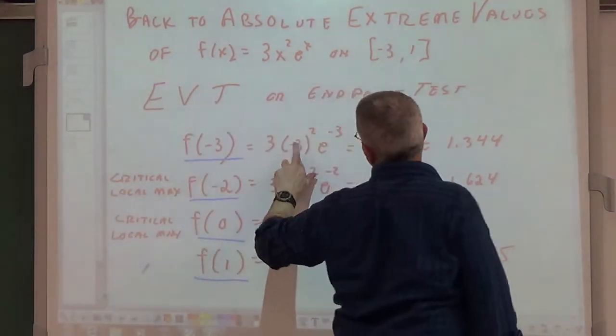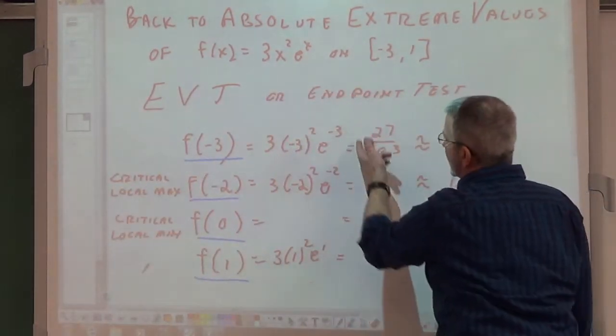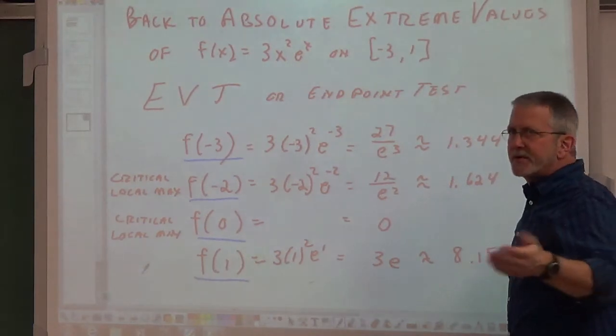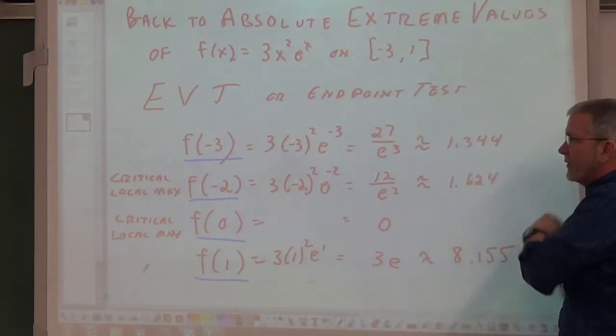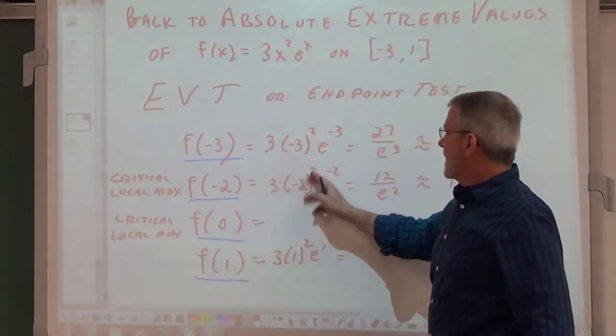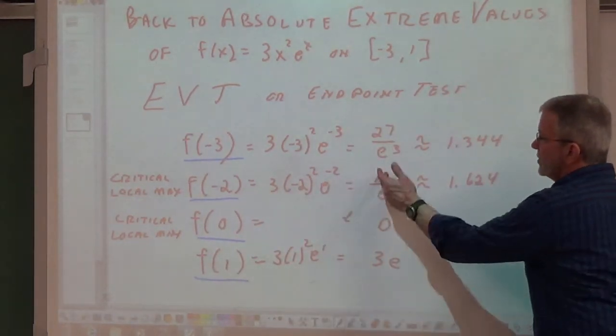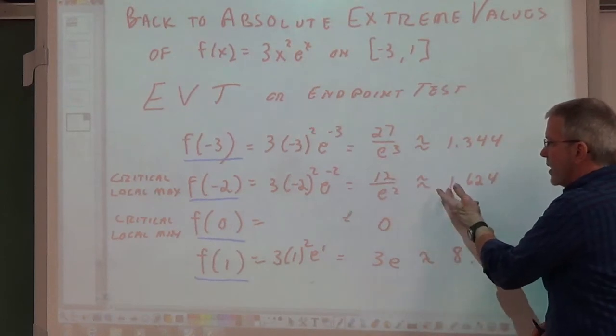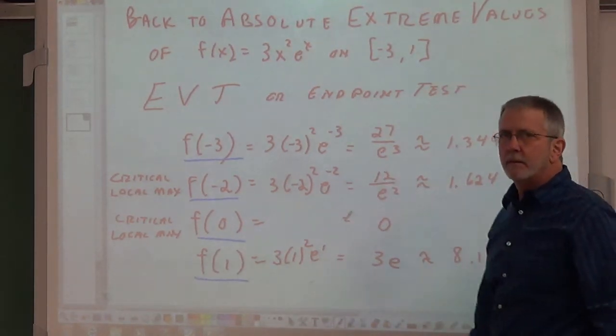F of negative 3 is 3 times negative 3 squared times e to the negative 3, 27 over e cubed, which is approximately 1.344. F of negative 2 is 3 times negative 2 squared times e to the negative 2, which comes out to 12 divided by e squared, about 1.624.